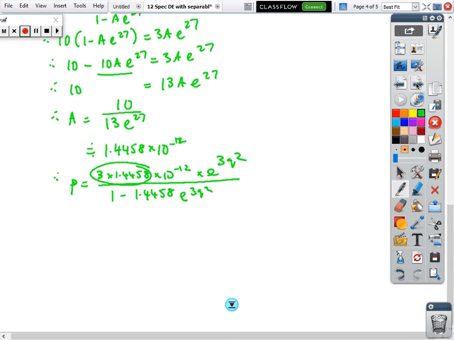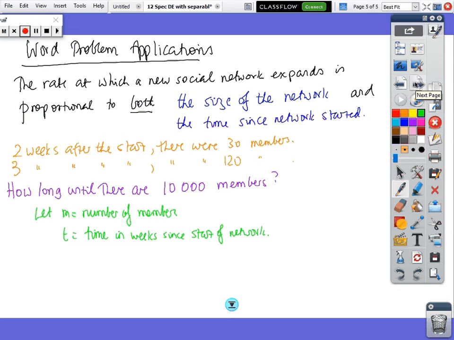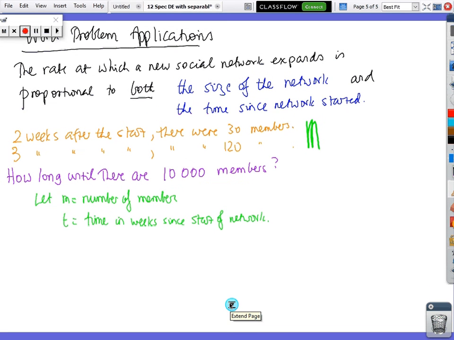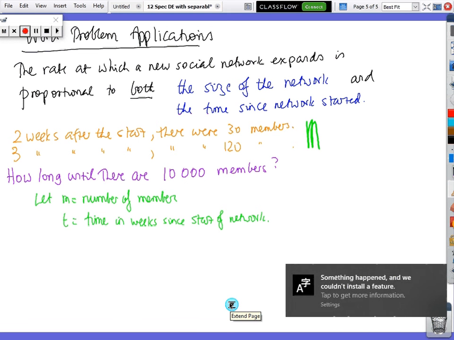And we've got one more page to go. So we've got a word problem application. The rate at which a new social network expands is proportional to both the size of the network and the time since the network started. And then this gives us information for the constants, how long until there are 10,000 members. So we start off with M is the number of members, and t is the time in weeks.